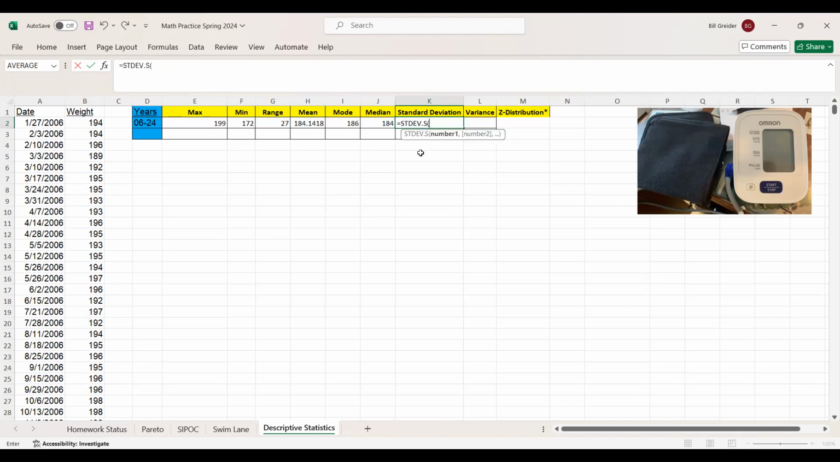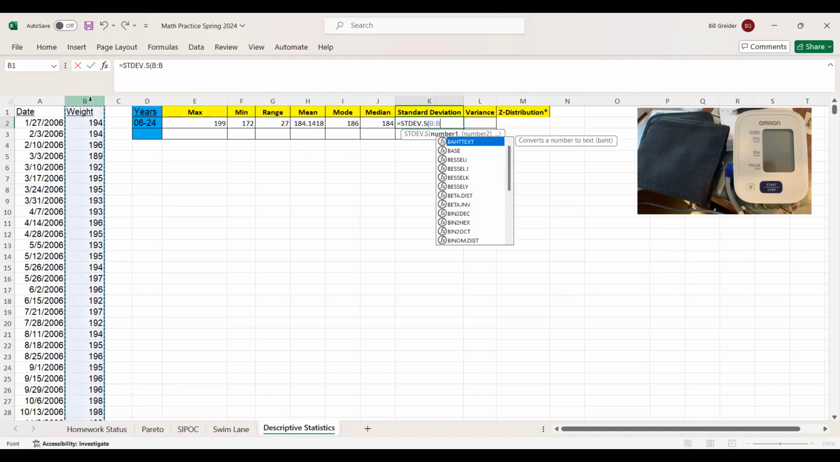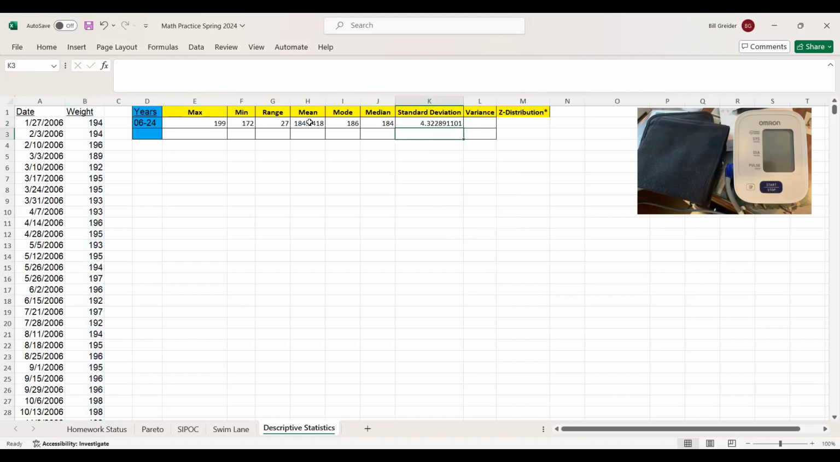So I hit that, and then it's going to ask me for the data again. So the average amount of pounds away from 184 is about 4 pounds. That's the average. Either way, the standard deviation is about 4 pounds. Okay. One standard deviation is called 1 sigma.